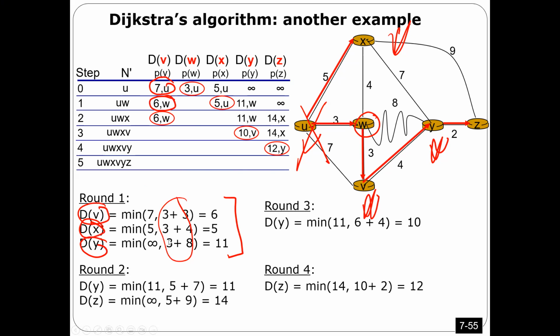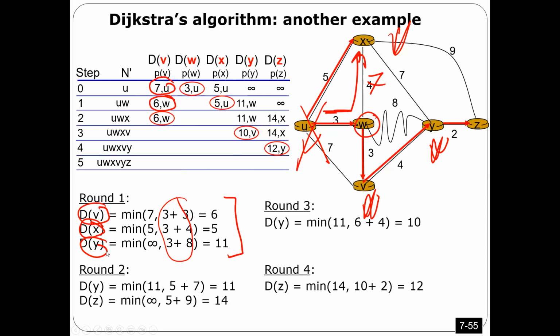Let's check X. Going through it here would be 7, but I already have a better 5, so I'm not going to update it. I already have 5. I can go to X directly using 5, or I can go this way and then this way, but that would be 7. So I can go to X by two different ways. No, what I have is better, so I'm not going to update it. 5 is better than 7, so I'm not going to update this one.